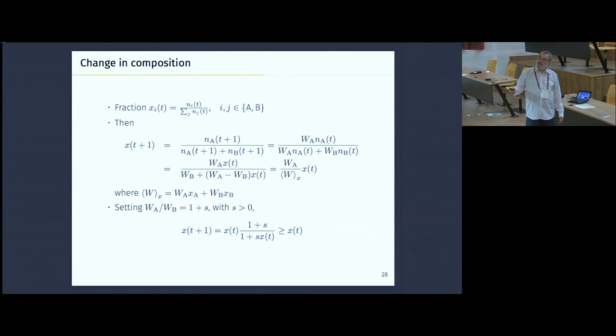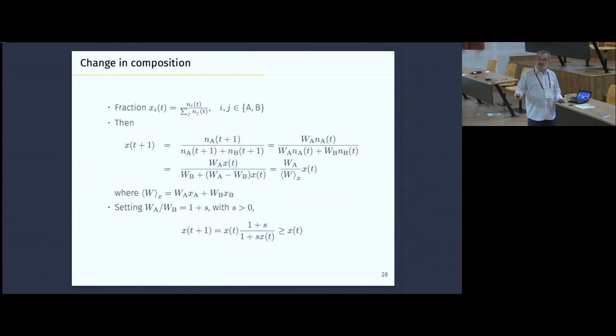We know that in the numerator we have WA times NA, and in the denominator we have WA times NA plus WB times NB. Then we can simplify using the definition of fraction and generation at time t. So we have this equation here, where the difference between the two fitnesses appears, and eventually what we get is this equation, which tells you that the fraction of individuals of, say, type I at time t plus 1 is proportional to the fraction of individuals at time t times its fitness divided by the average fitness of the previous generation. Is that okay?